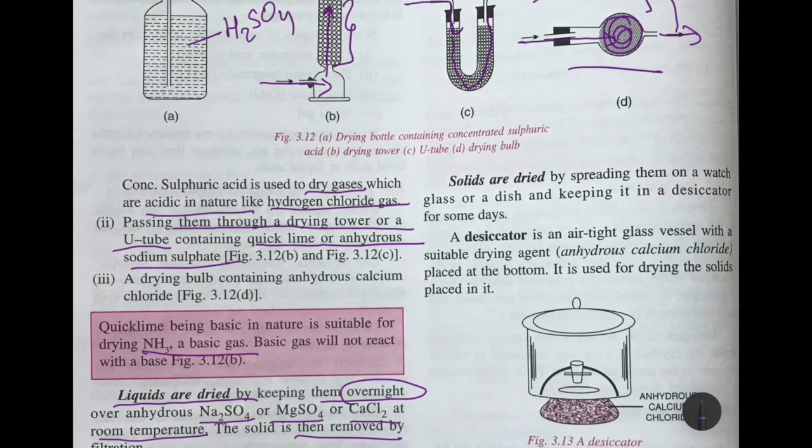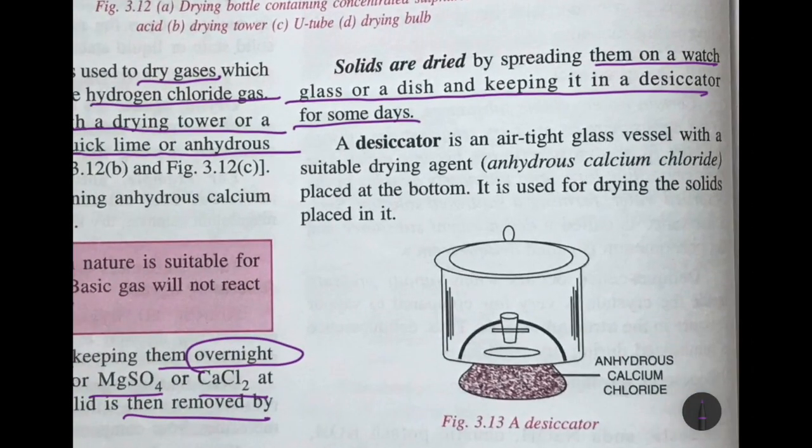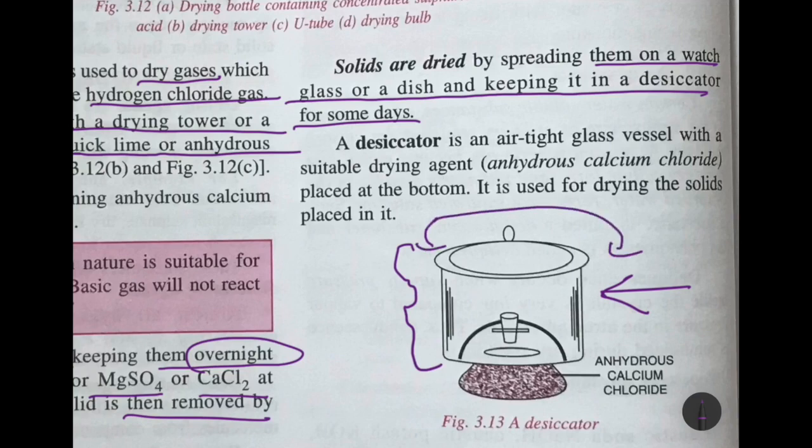Now solids are dried by spreading them on a watch glass or a dish and keeping it in a desiccator for some days. Now what is a desiccator? Here you can see a desiccator. It is an airtight glass vessel, this entire thing is made of glass. And there is anhydrous calcium chloride here at the base, at the bottom. So whatever solid needs to be dried is placed inside here, and then we keep it for some days and the solid will get dried.